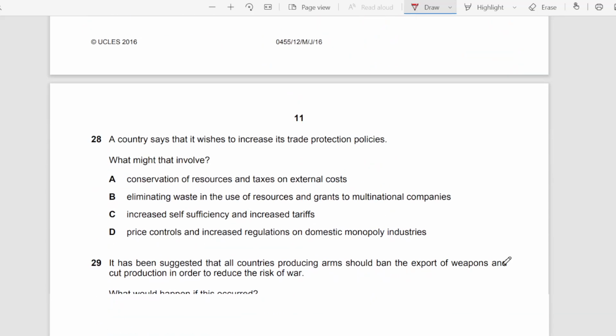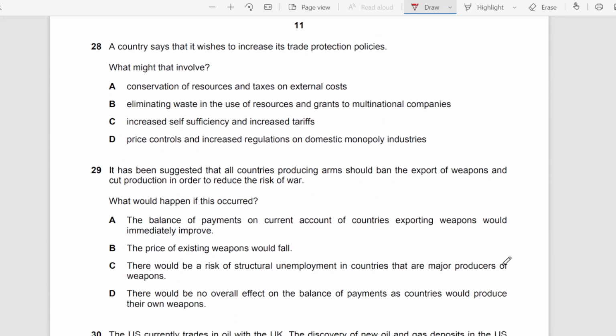Let's look at the next question, guys. A country says that it wishes to increase its trade protection policies. What might that involve? Now, you guys know what protectionist policies are, right? In which the governments try to restrict foreigners from competing with domestic businesses for domestic markets. So, conservation of resources and taxes on external costs. Conservation of resources is not protectionism.